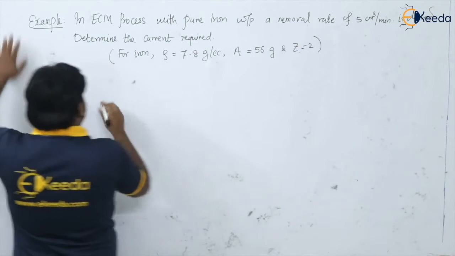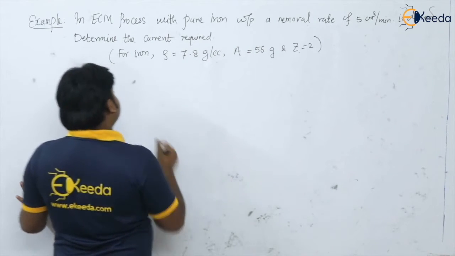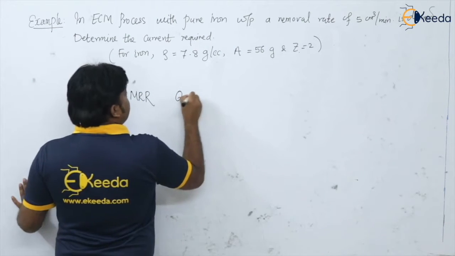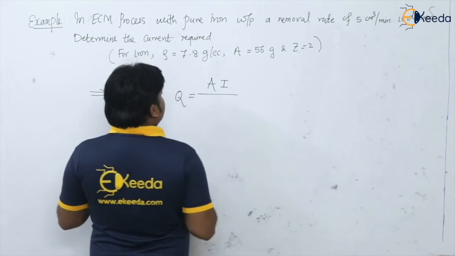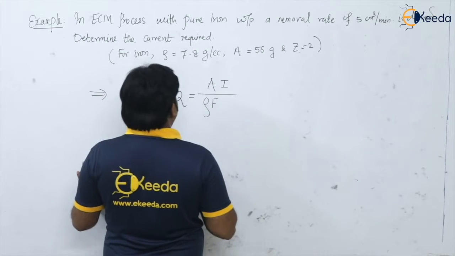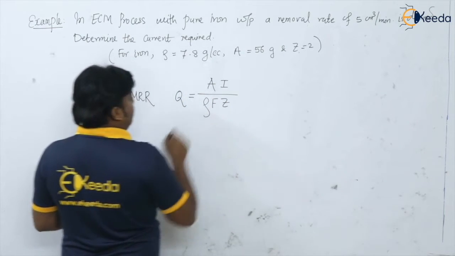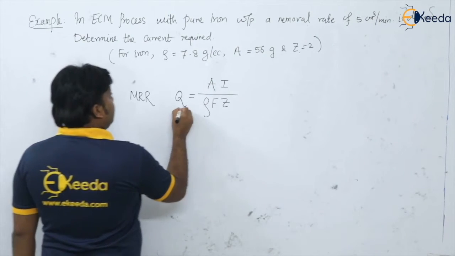We know that the material removal rate, MRR, which is Q in ECM, is given as gram atomic weight into current divided by density of the anode, that is the workpiece material, into F into Z. F is Faraday's constant and Z is the valency. So here the Q value is given. Q is how much?